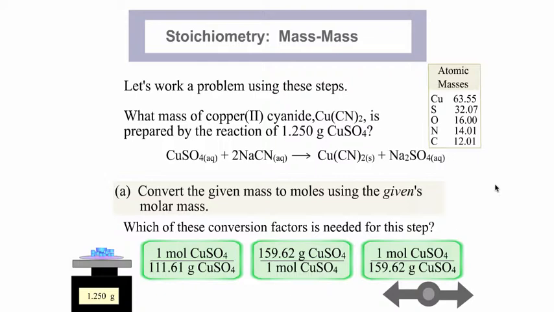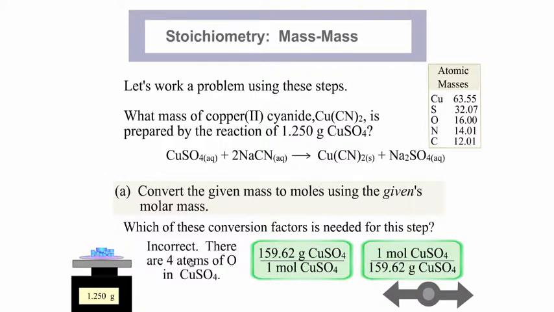The question is, what mass of copper 2 cyanide is prepared by the reaction of 1.25 grams of copper sulfate? We have our balanced equation. So for part A, we're going to convert the given mass to moles. So take a look at which one of these substances do you know? And we know that we have 1.250 grams of copper sulfate. So the very first thing that we have to do is find the molar mass of copper sulfate. And if you add them up on your calculator right now, you will get 159.62 grams of copper sulfate is the 1 mole of copper sulfate.